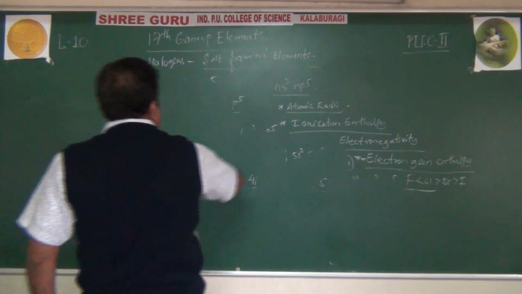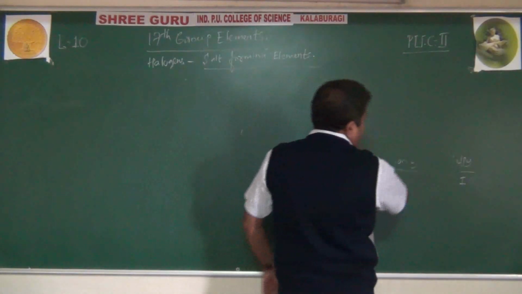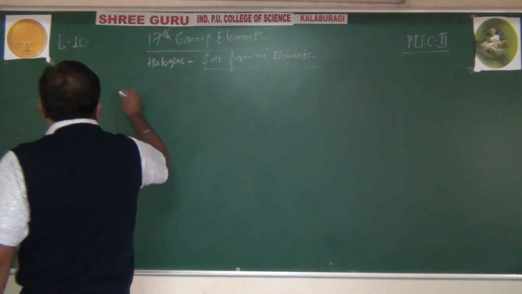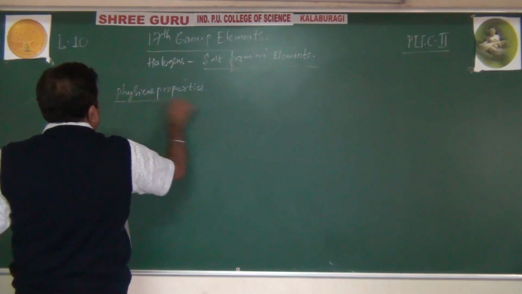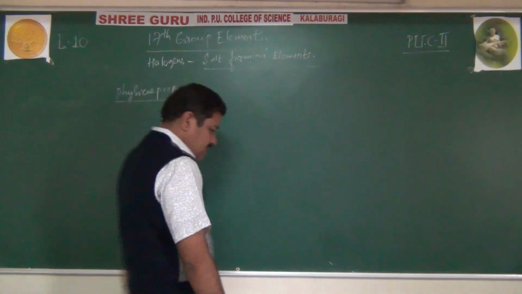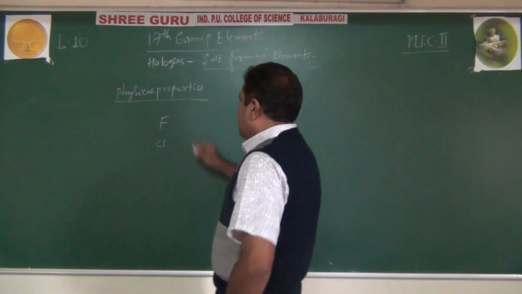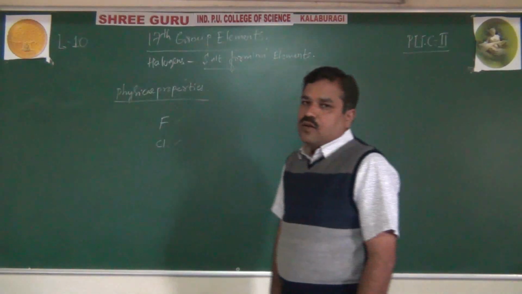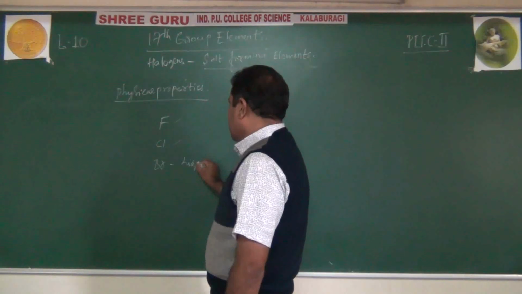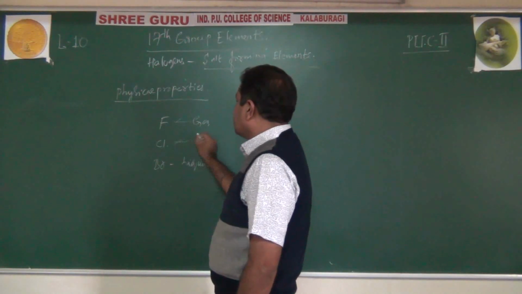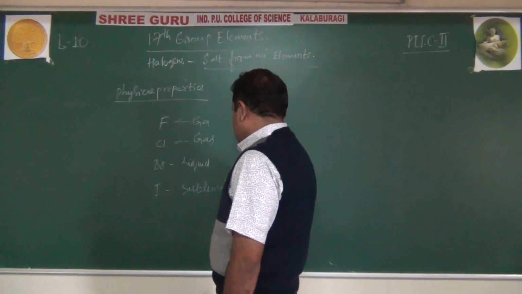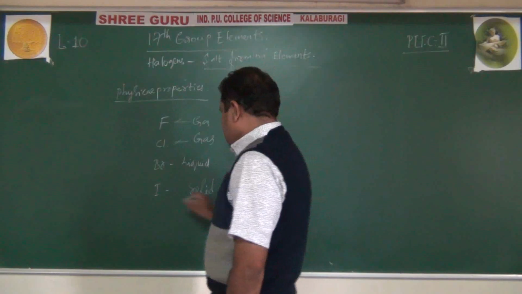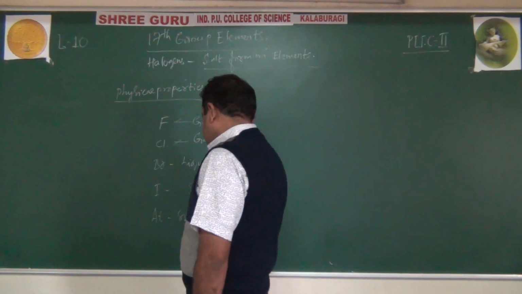Then, regarding physical existence, after understanding atomic radii, ionization enthalpy, electronegativity, electron gain enthalpy, right? Physical properties, how they exist in nature. Halogens generally exist as diatomic molecules, but they are colored. Fluorine and chlorine are gases. Bromine is a liquid. Iodine is a sublimable solid, or you can say solid sublimate. Astatine is also a solid as far as the physical state is concerned.